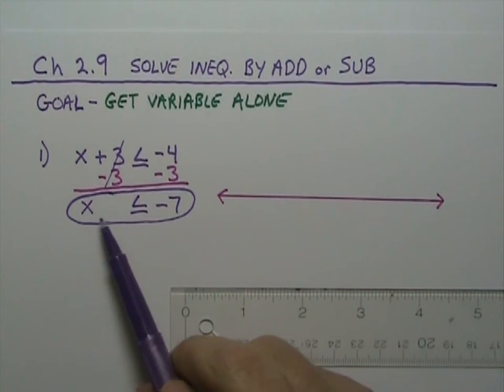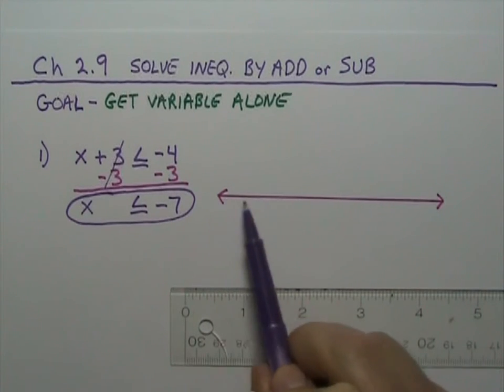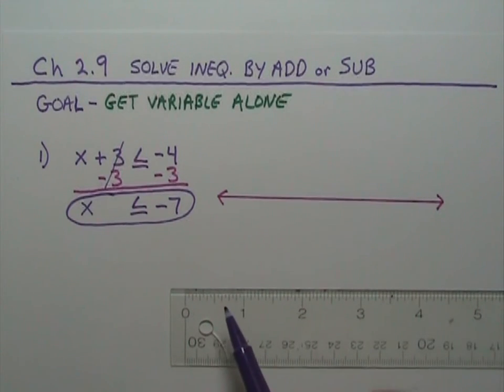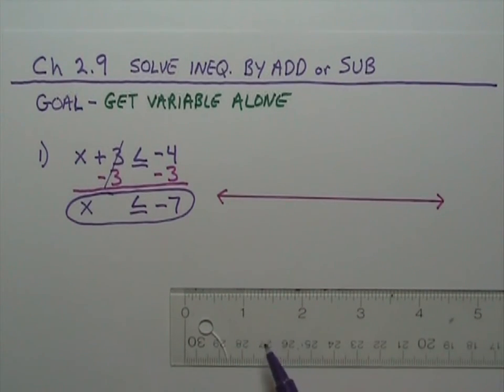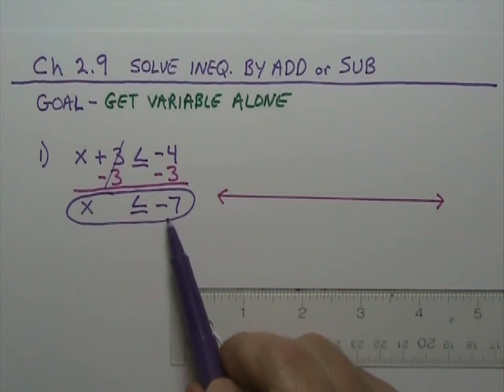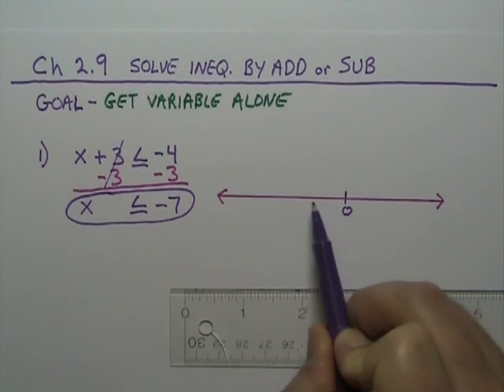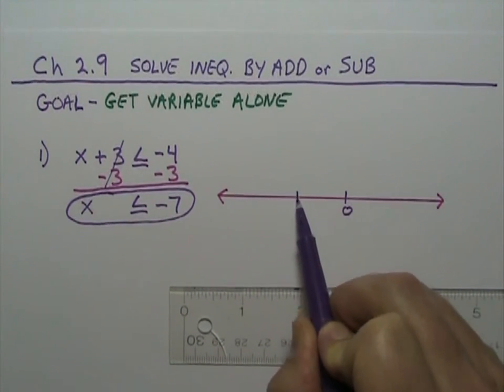Next, we're going to go ahead and graph our answer. So go ahead and make a number line. And our answer is at -7. Our solution is at -7. So all I need is 0 and -7. -7 would be over here.